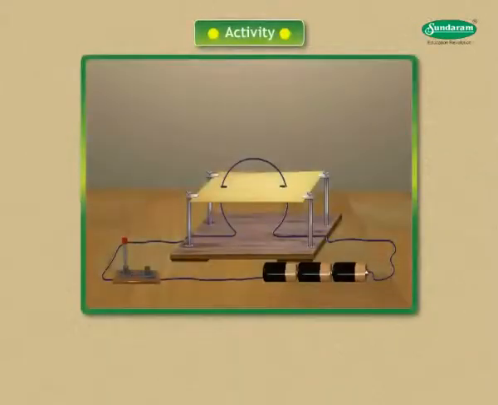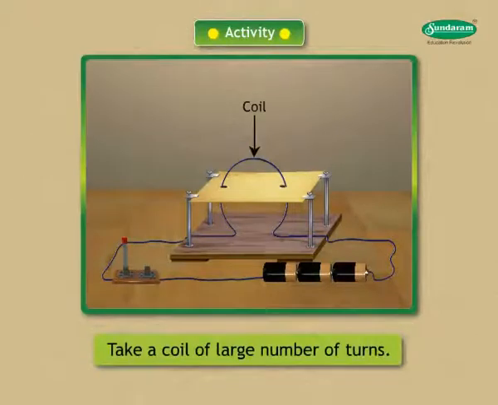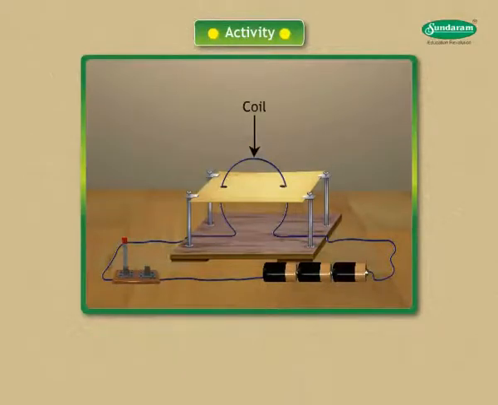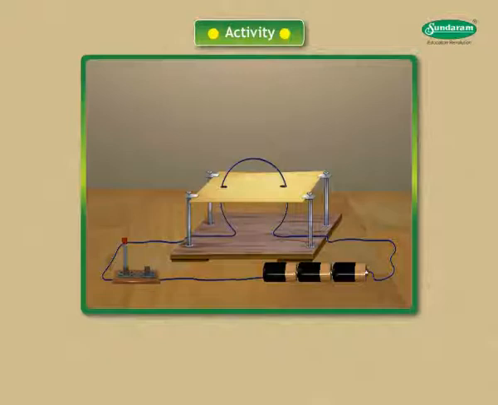Let us do this activity. Take a rectangular cardboard with 2 holes. Take a coil of large number of turns. Insert the coil through the holes such that the turns are normal to the plane of the cardboard. Connect the 2 ends of the coil in series with a battery, a key and rheostat as shown.